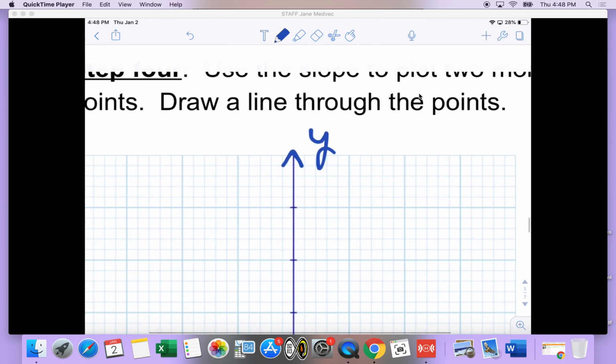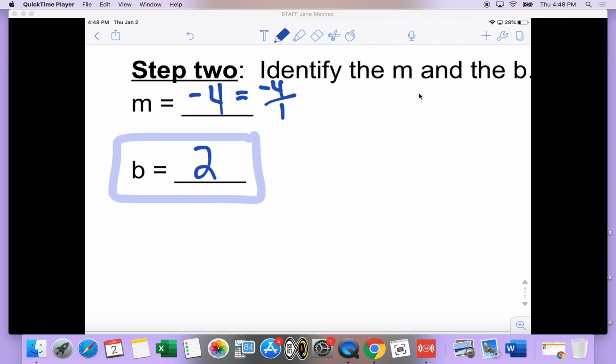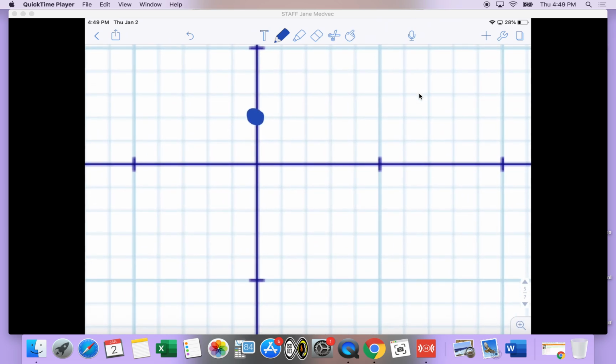Now what we're going to do is go back up and take a look at my slope. You're going to notice that it's negative 4 over 1. If your top number or your numerator is negative, you're going to move down first. If your top number is positive, you're going to move up. Since it's negative, we're going to move down. So I'm going to take a look at this. I'm going to move down 1, 2, 3, 4. And then I'm going to move right 1, and I'm going to put a point.